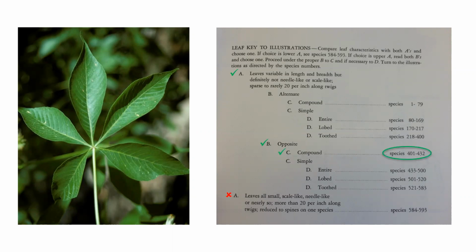You can't see this in the picture here, but I happen to know that this plant does have opposite arrangement, so I can skip that alternate step, and go straight to the opposite. I can see that it is composed of multiple leaflets. It's got a palmately compound leaf, so I see that it's compound, and it tells me then to move to species 401 through 432. So that's sort of the extent of the words used in this particular key.